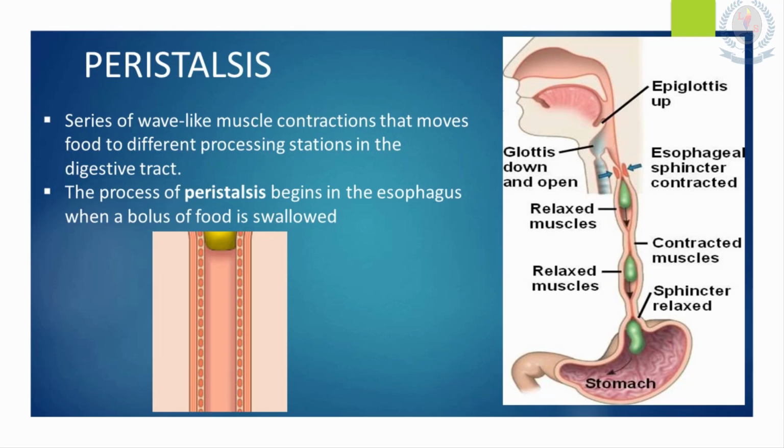Okay, as you can see here, peristalsis is a series of wave-like muscle contractions that moves food to different processing stations in the digestive tract. This process begins in the esophagus and ends at the anus. So here you can see that process.